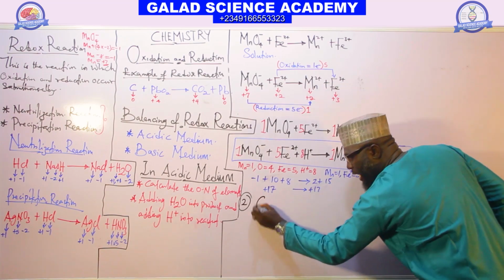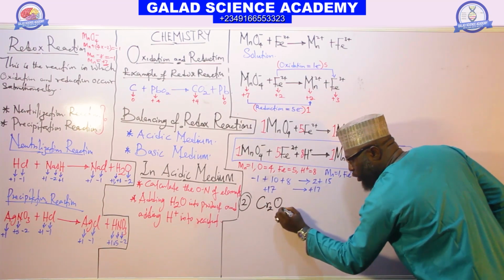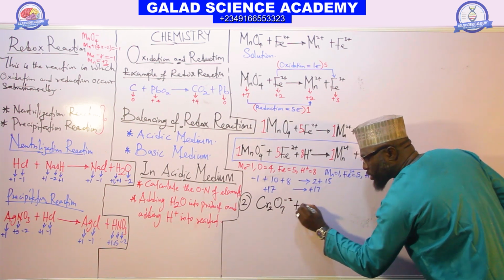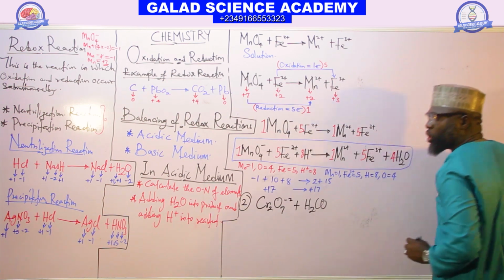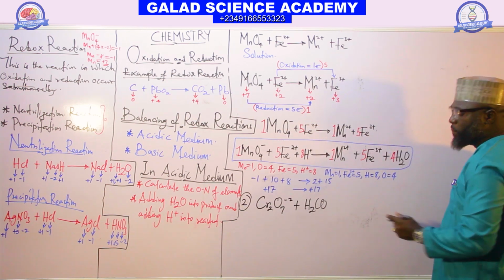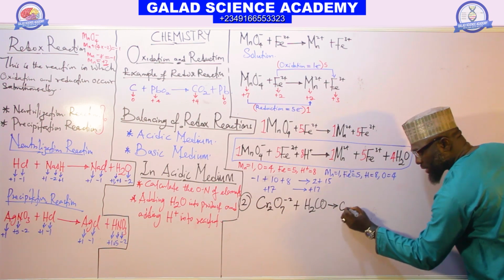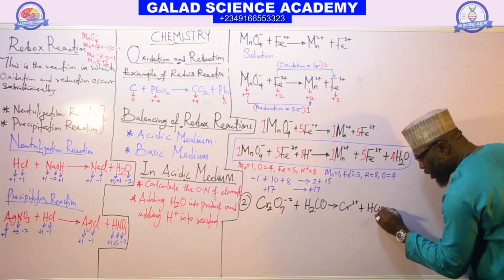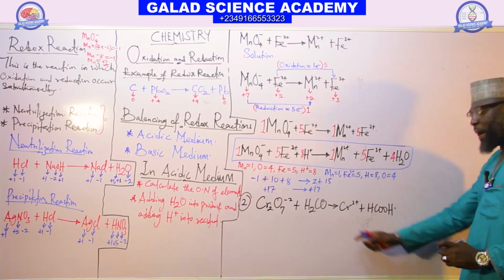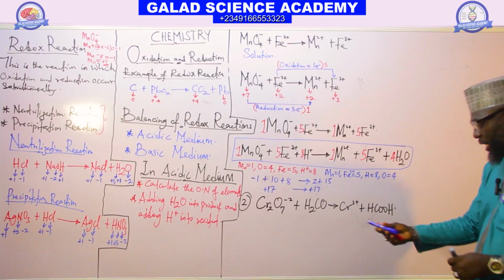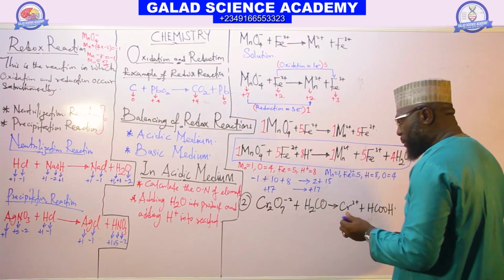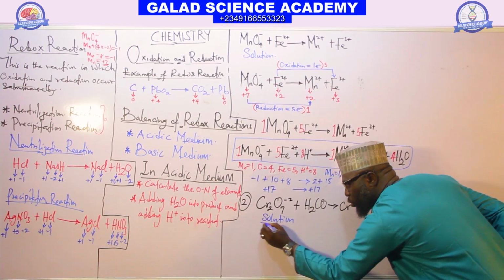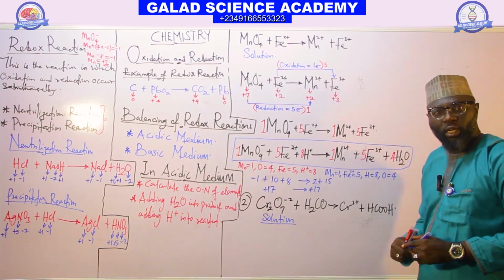Balance Cr2O7^2- plus H2CO to give us Cr3+ plus HCOOH. Balance it in what medium? Acidic medium. What's the first thing that we do now? Please, we will write the word solution. The first thing is what?